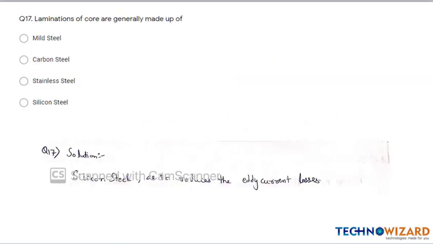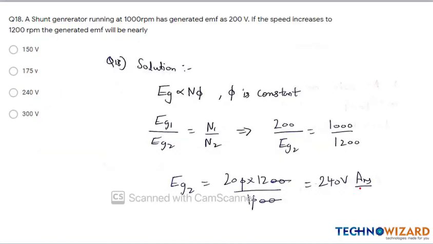Now question number 17. The laminations of the core are generally made of silicon steel. This is used to reduce eddy current losses. Now this is a question based upon electrical machines, because some part of electrical machines is also coming in your paper.